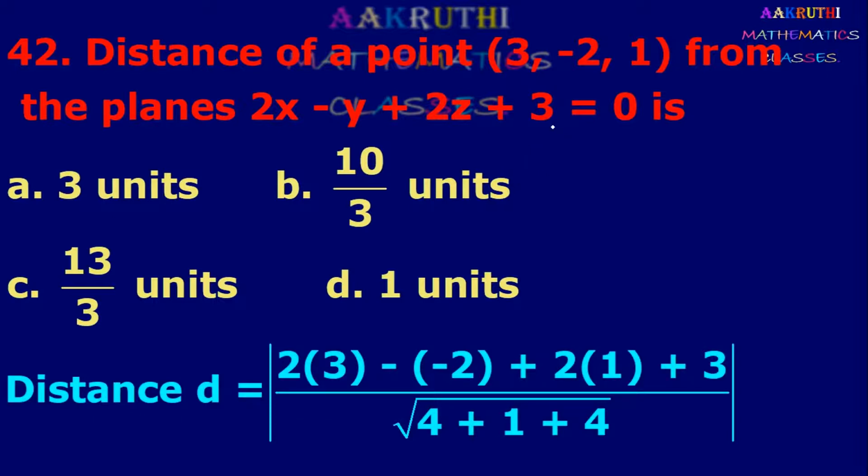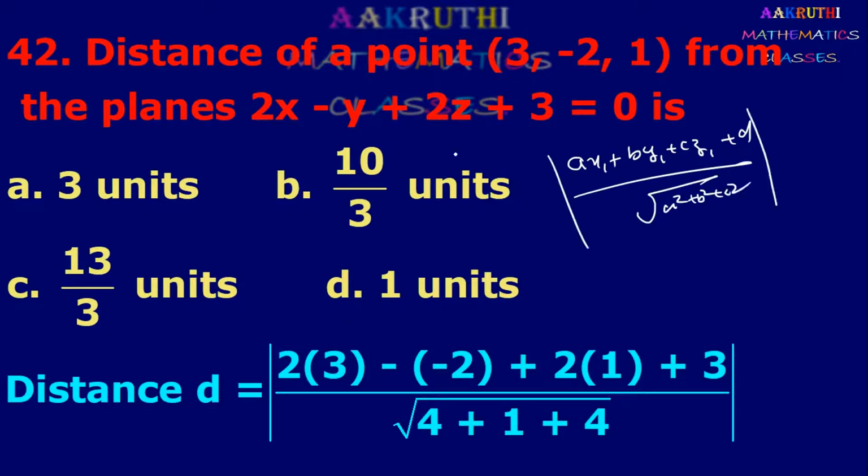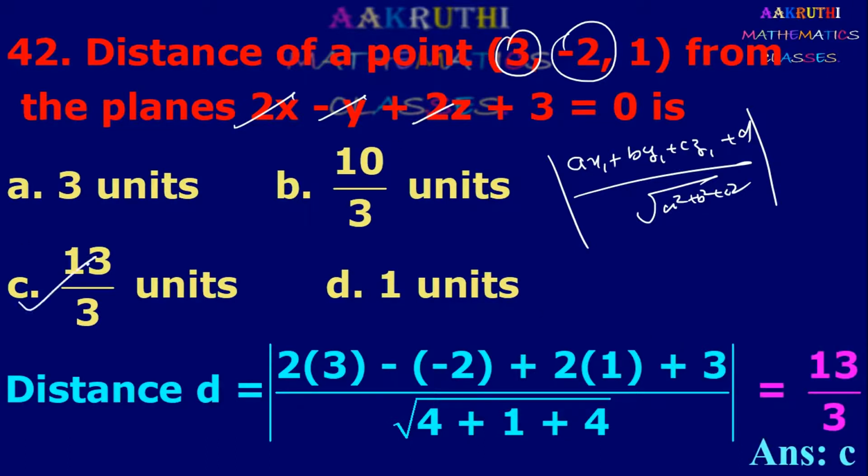Distance is ax1 plus by1 plus cz1 plus d divided by root of a square plus b square plus c square. And here we get 2 into 3 minus 1 into minus 2 and 2 into 1 plus 3 divided by 2 square plus 1 square plus 2 square. So it is 13 by 3, which is option C. So here the correct option is option C.